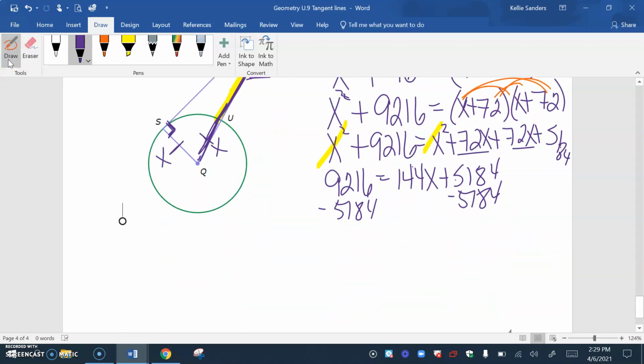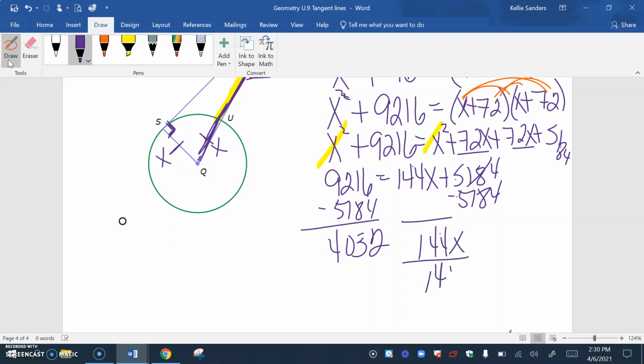Glad I have enough room. 9216 minus 5184 equals 4032. Divide by 144. 4032 divided by 144 is 28. X is 28. It's looking for the radius, and I said that the radius is x, so I'm finished.